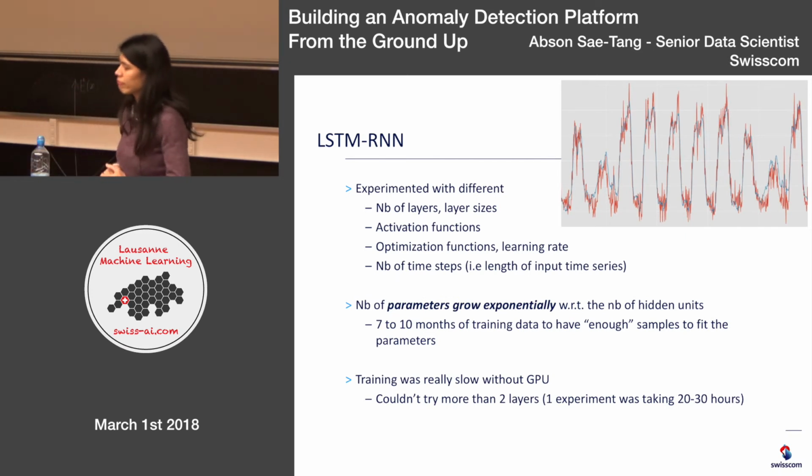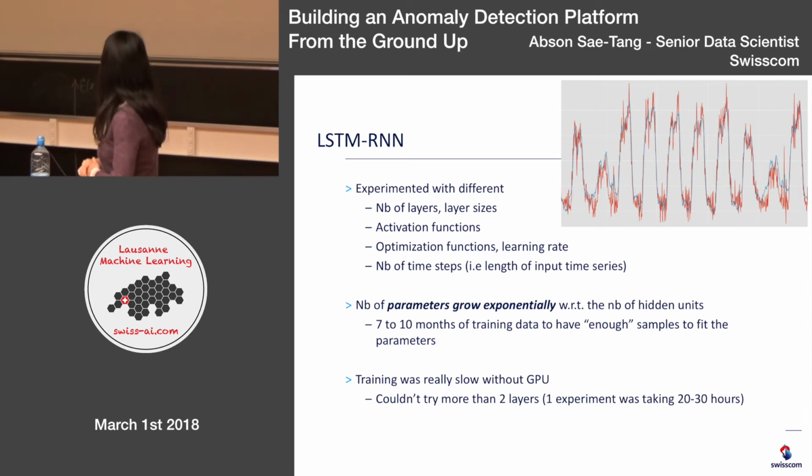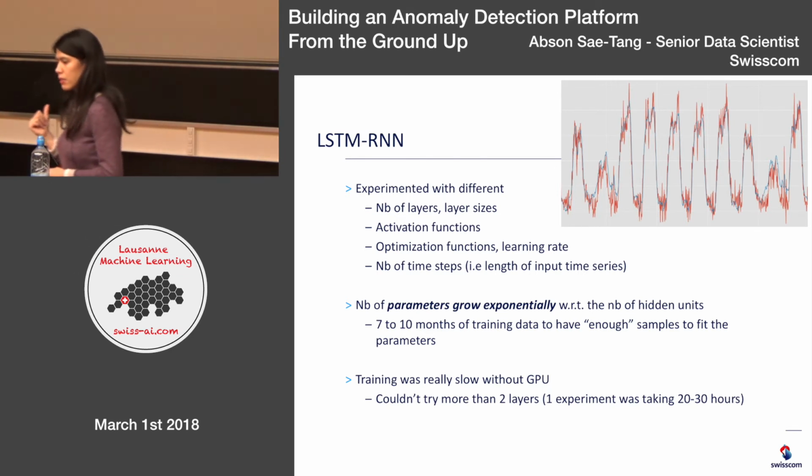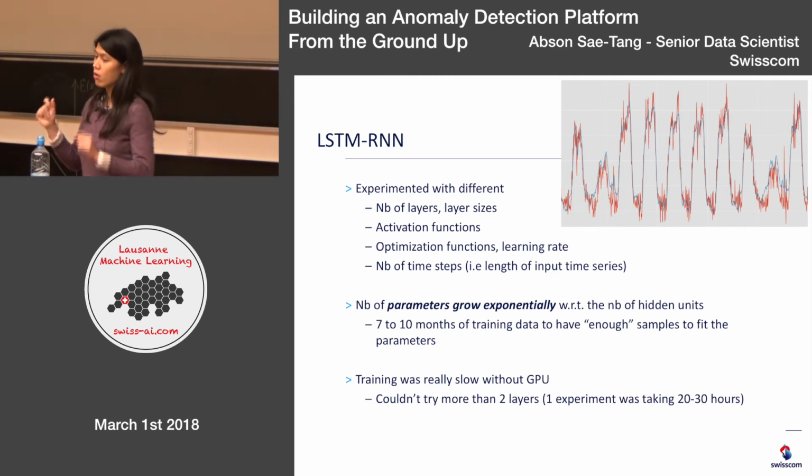So we also experimented with different network architectures, trying different optimization functions, activation functions, etc., and it worked pretty well. Here you have an example of, in red, the real time series, and in blue, the prediction using LSTM. Our only concern with this model is that it takes really a lot of data to train. We had to use between 7 to 10 months of data to train a quite simple model with, I think, only 2 layers.